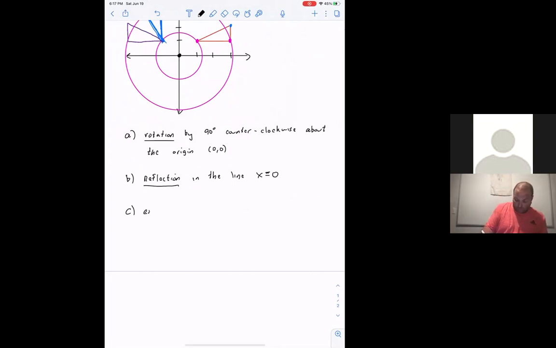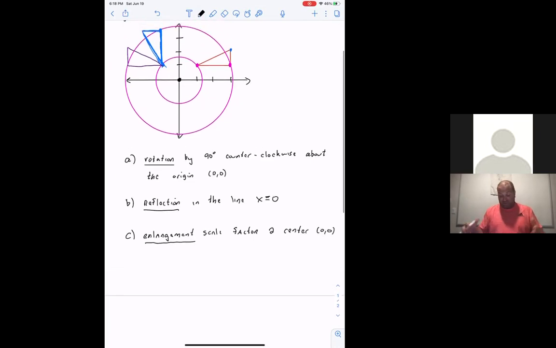Next, we have an enlargement, scale factor 2, center 0, 0. An enlargement. And the notation, enlargement scale factor 2, center 0, 0. Very succinct, very precise. But what exactly does it mean?